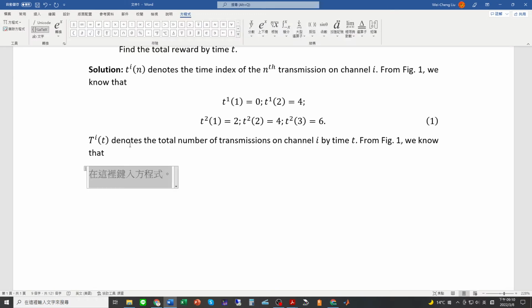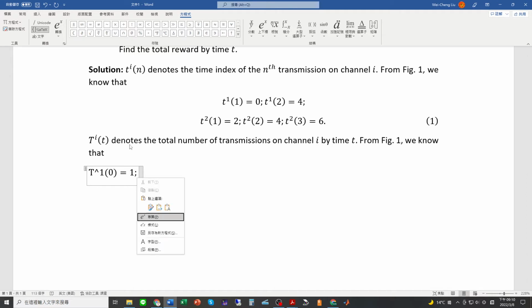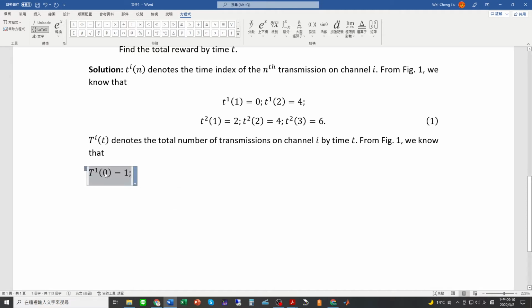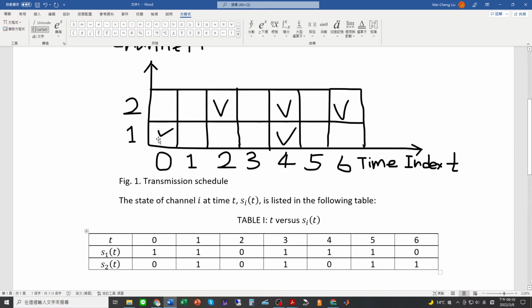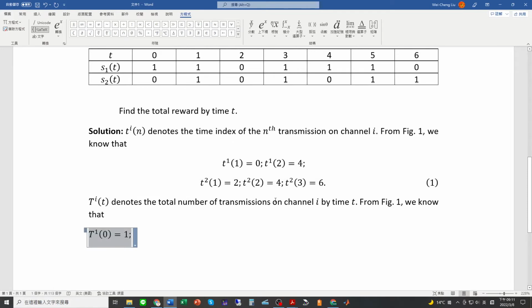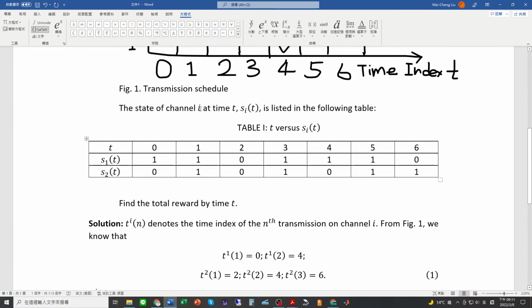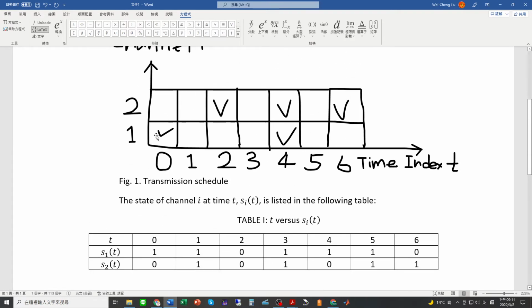First we want to find T1 of 0, which is equal to 1. Why? Because T1 of 0 denotes the total number of transmissions on channel 1 by time 0. So there is one transmission.